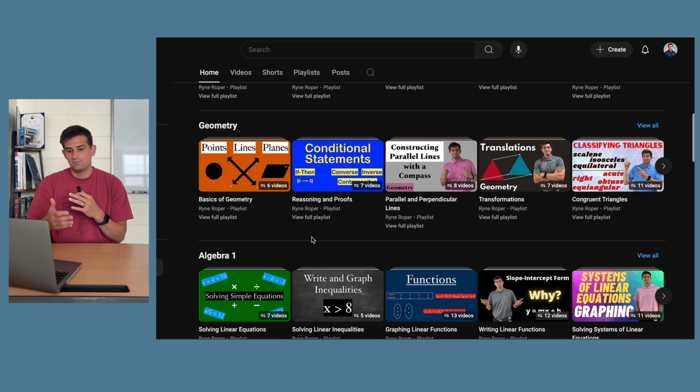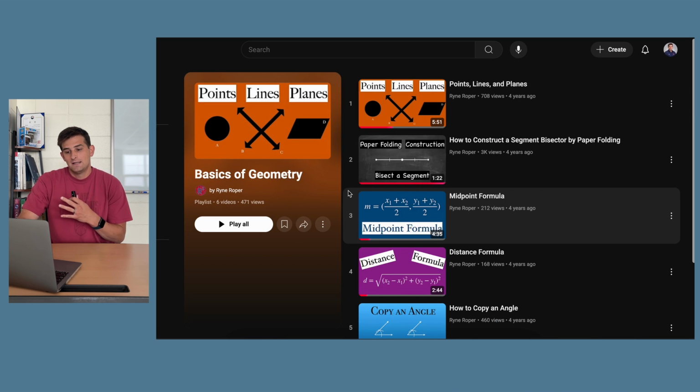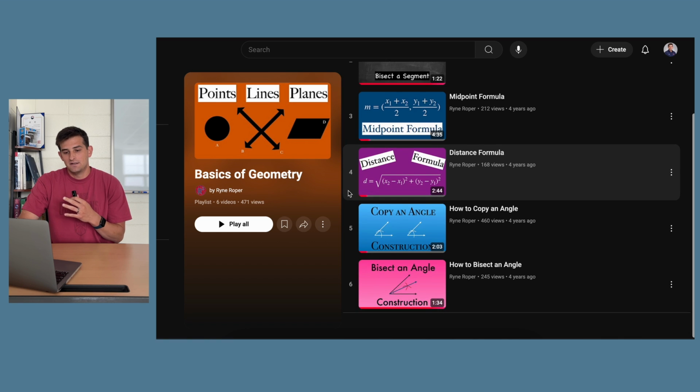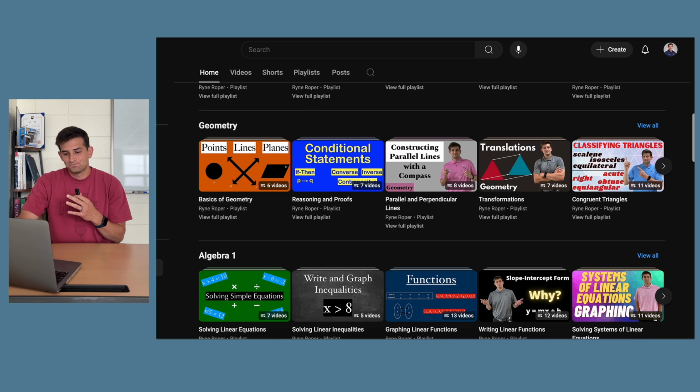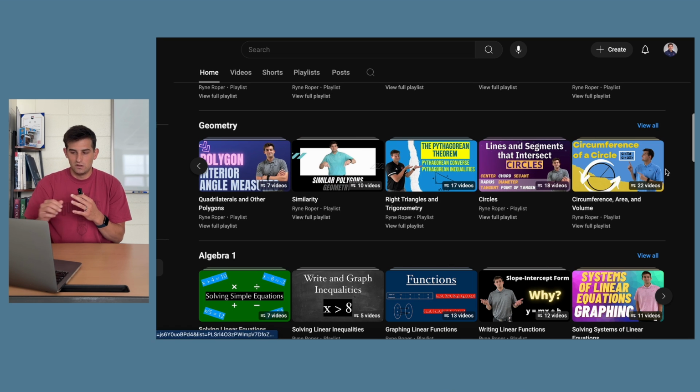So same setup. Each playlist here is a unit. Each video within the unit could be maybe like one lesson. It's not exactly like that, but for the most part it is. So for example, at the beginning of geometry, you're probably going to be talking about points, lines, and planes, and just some basic ideas of geometry. So there's 5 playlists here, and then if you hit the arrow, there are 5 more, and then there's one more there on the left.